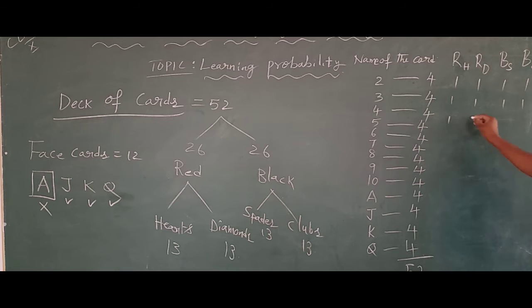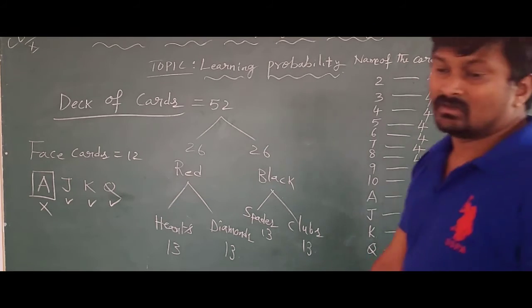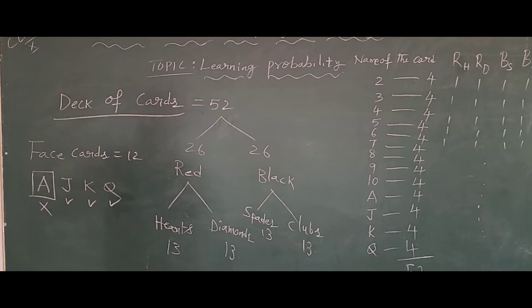Each one is 1, 1, 1, 1. 4 is 1 each, 5 is 1 each, and so on. You complete this table, so that it is good for you all. This is about the deck of cards concept and how they are going to ask questions on it in your examination.